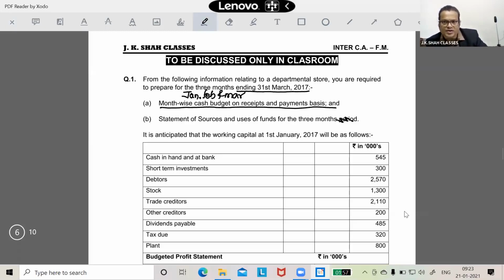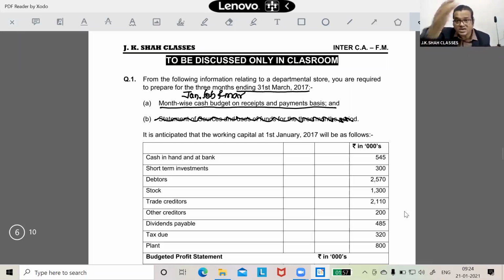Cancel this point. This is not required. So why, sir? Why cancel? You know, students, this is taken from the module. Earlier, there was a topic called fund flow statement in our syllabus, but now the fund flow statement has gone. There's no more of it in the syllabus. So even if it is given in the module, in the exam they cannot ask it, right? So this part is not going to come. Only the cash budget part is going to come.